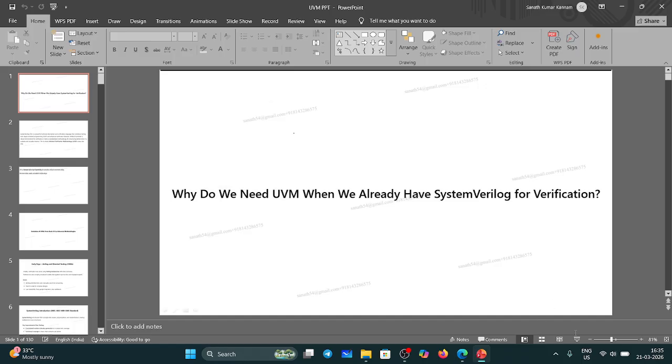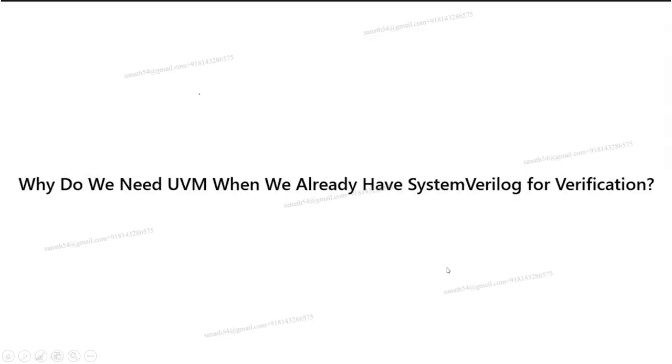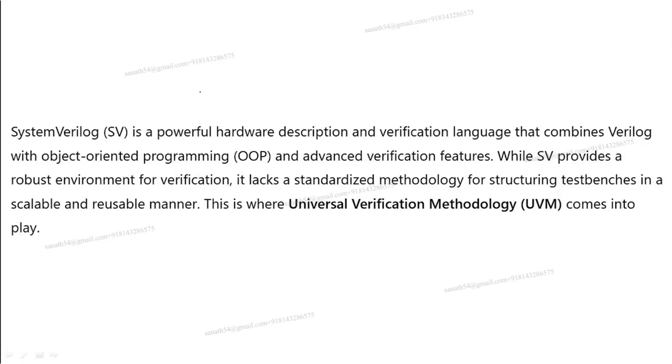So in the last class, what we have seen is why we need UVM when we already have SystemVerilog. SystemVerilog is a hardware description and verification language, and it is robust. UVM is not a language; it's a methodology. We are using whatever the SystemVerilog concepts are there in the UVM we studied. UVM is a framework on top of SystemVerilog that standardizes the verification environment.